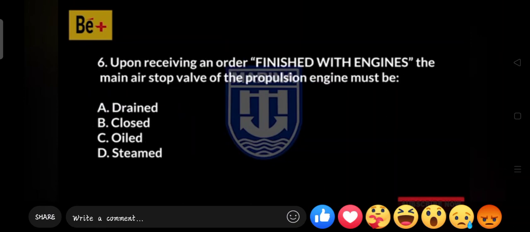Upon receiving an order finished with engines, the main air stop valve of the propulsion engine must be A. Drained, B. Closed, C. Oiled, D. Steamed. The answer is B.